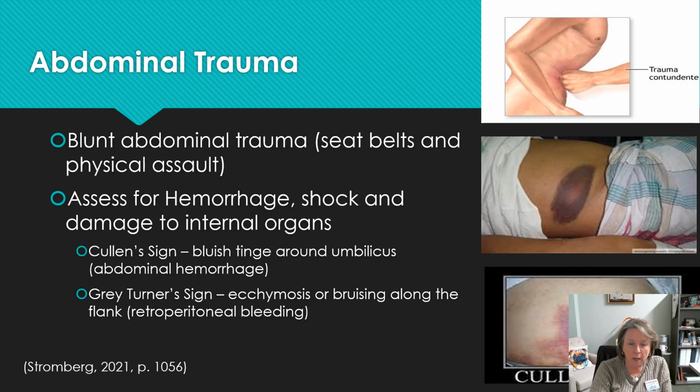Gray Turner sign is ecchymosis or bruising along the flank. It's retroperitoneal bleeding, and we kind of see that in the middle picture. You're seeing a Gray Turner sign, it goes down to the back. We see a lot of Gray Turner signs and issues when we have post-cardiac cath patients that bleed. So they've been accessed through their femoral artery. They've had their cardiac cath.